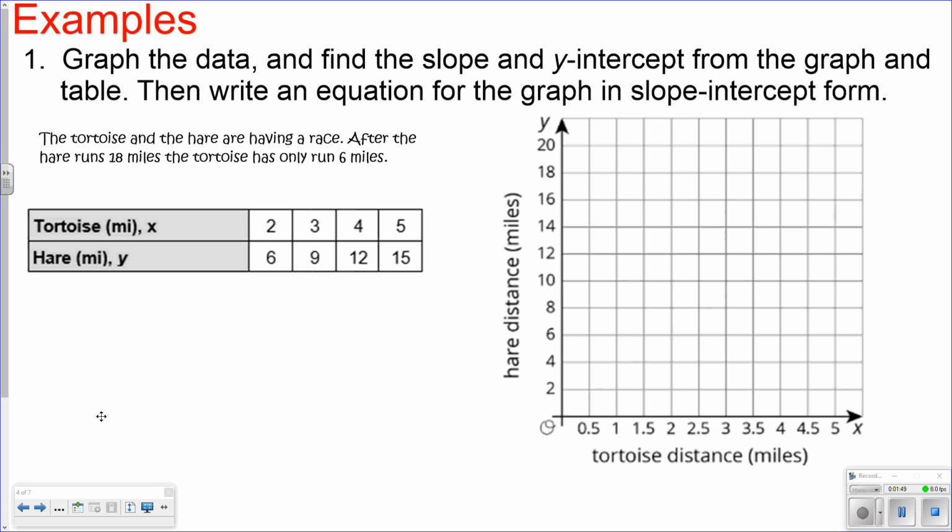So some examples: graph the data and find the slope and y-intercept from the graph and table, then write an equation. So the first thing it wants us to do is graph it. So those are each of our points. X is 2, y is 6.